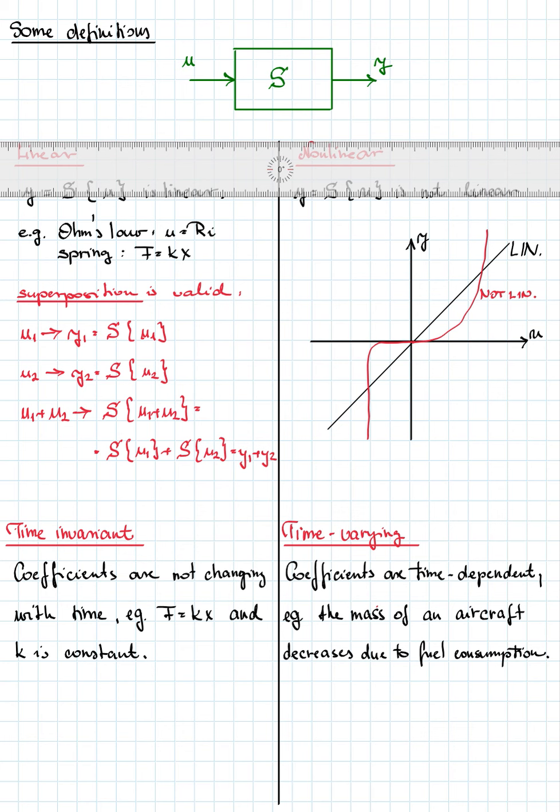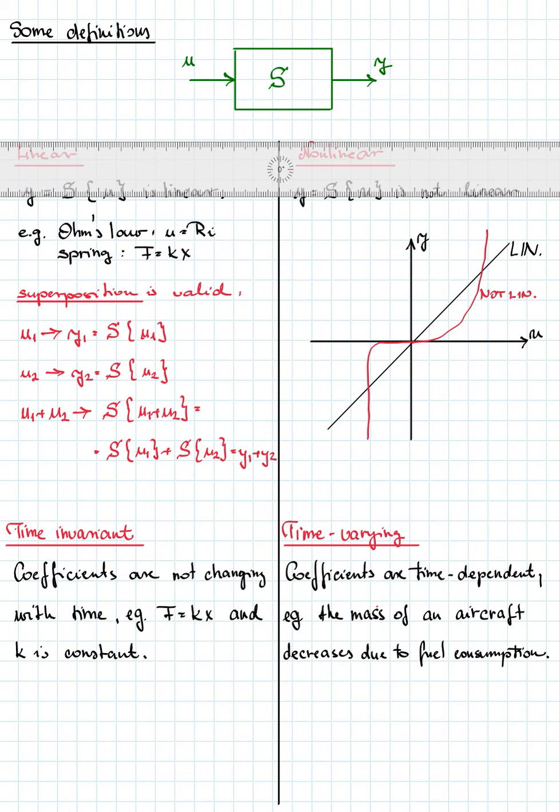In this video, we are speaking about some definitions. This green block represents a system. The system has one input u and one output y. Of course, these are time functions, so it's u of t and y of t, and there is a direct relationship between them, and it is represented by the letter S.